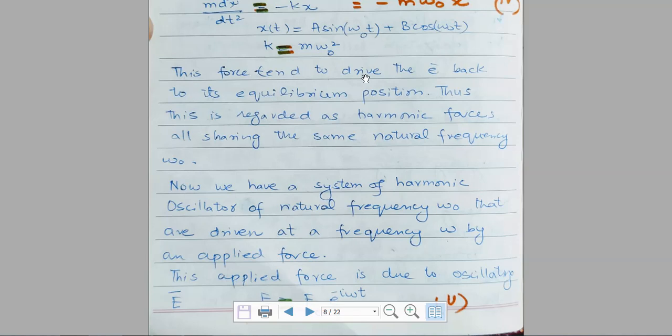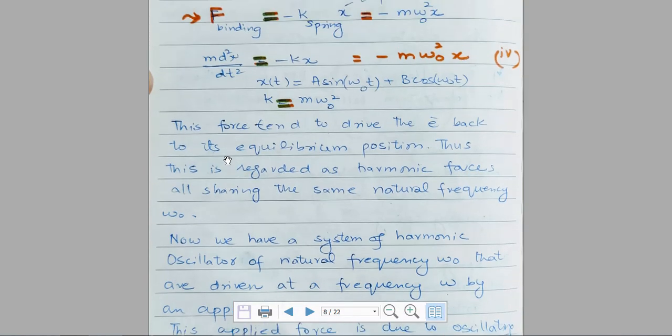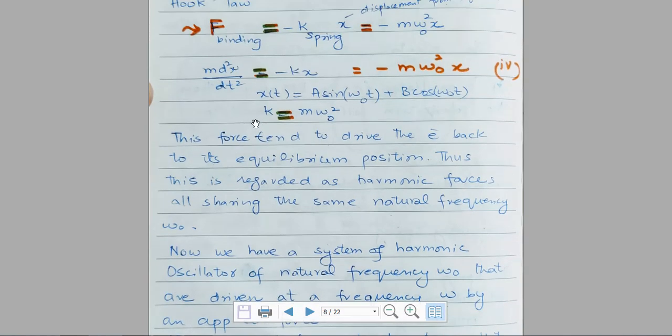These forces tend to drive the electron back to the equilibrium position. Thus, this is regarded as a harmonic force, all sharing the same natural frequency omega naught. It means that you have considered a collection of atoms or molecules, and all molecules will share the same natural frequency. All molecules will oscillate with the same natural frequency.